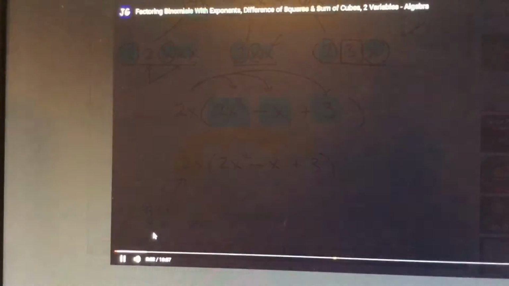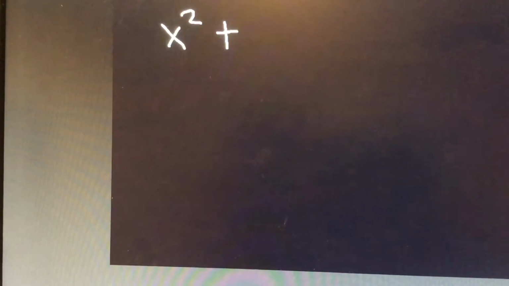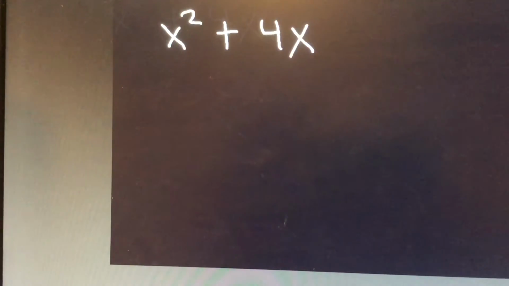All right. Factoring binomials. A binomial is basically a polynomial with two terms. So let's say we have the expression x squared plus 4x. What can we do to factor this particular expression? The first thing you should always look for is to remove the GCF, the greatest common factor.